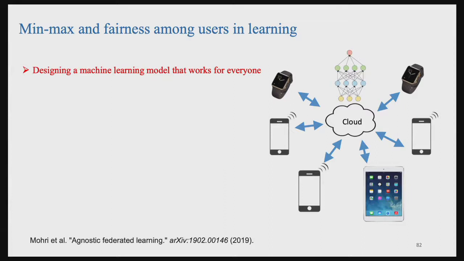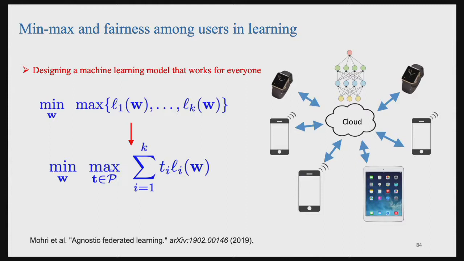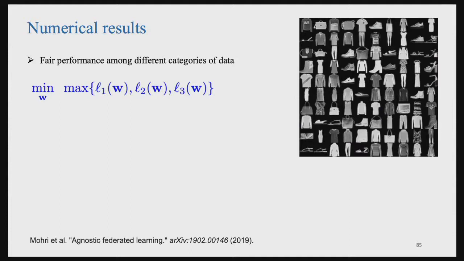This is a training loss, for example, with a southern accent. This is, for example, a Midwest accent, and you have different types of accents. You want to minimize your error uniformly across different groups of people. Again, you can do the trick of reformulating it as min-max concave. We use the example that they had, training on MNIST, and you want fair classification across different classes.